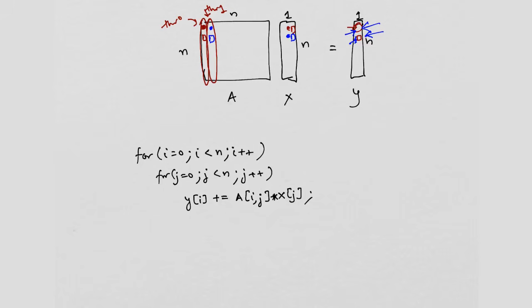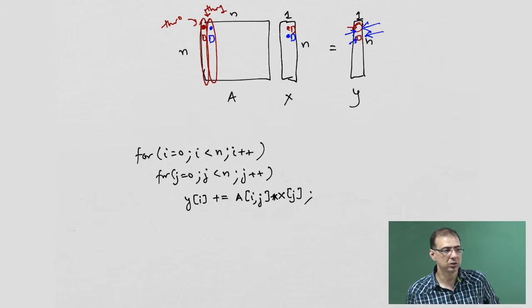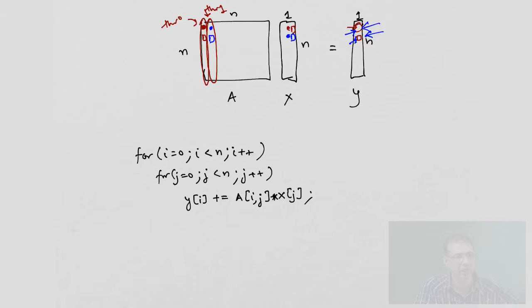Thread 0 is working on this column. In C, how is this column stored? It's not contiguous. A row is contiguous, a column is not contiguous, in C. In Fortran, the column is contiguous. But we'll stick to C for now. So the column is not contiguous and that is a problem, because every data access is going to require a hit to the memory. It's not going to find it in the cache.